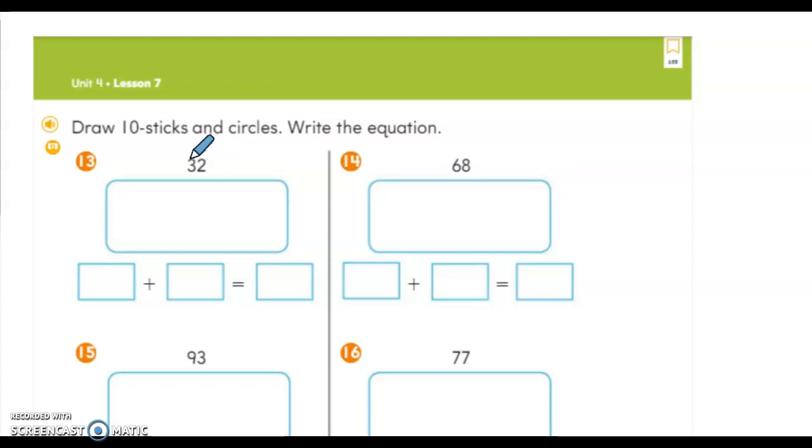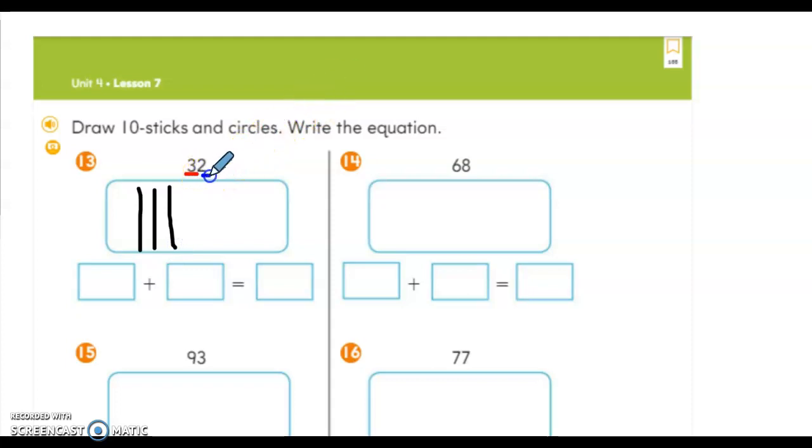First we start in the tens place. How many tens do we have? I'll underline that so you can see. How many tens do we have? 3 tens. Let's do it. 10, 20, 30. Freeze. Now we have to go to the ones.